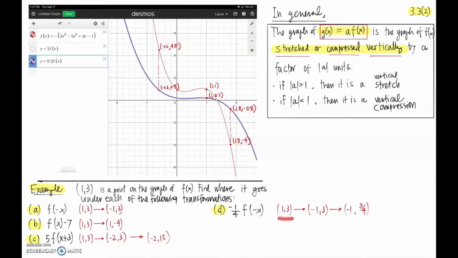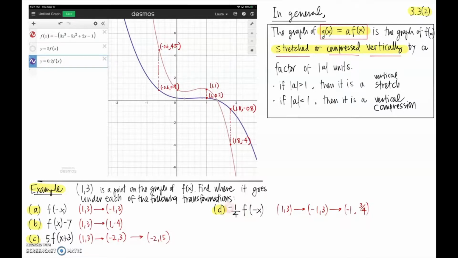Okay, so we start at (1, 3). We got reflected over to (-1, 3). We got compressed down to (-1, 3/4). Last but not least, we have to take care of this little guy. This negative, it's sitting outside of the function, and so it is a vertical reflection. It's a reflection across the horizontal axis.